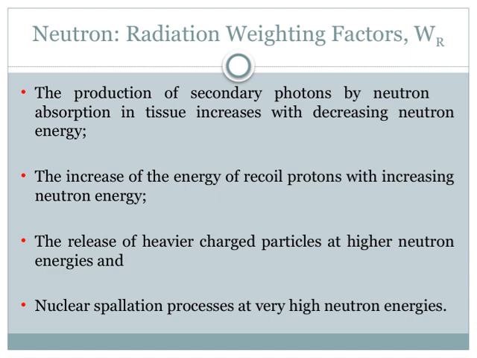These particles can cause more complex and dense ionization events, further impacting tissue response. And finally, at very high neutron energies, nuclear spallation processes come into play. These are reactions where the nucleus breaks apart, producing a variety of secondary particles. All these factors, secondary photons, recoil protons, heavier charged particles, and spallation products, are crucial for understanding neutron radiation weighting factors, or WR, and how we assess the biological impact of different neutron energies. This ties directly into our overall goal of accurately evaluating radiation risks and optimizing protection strategies.